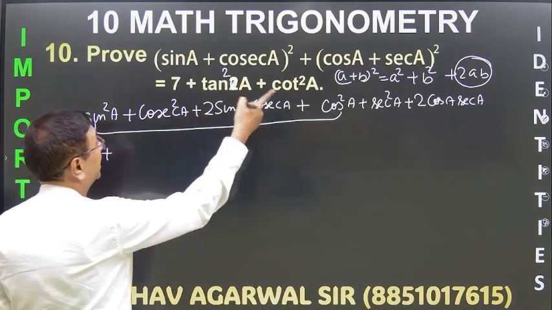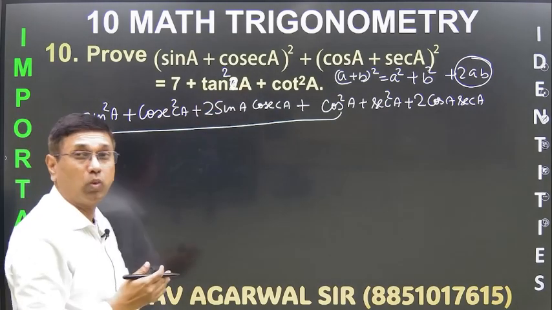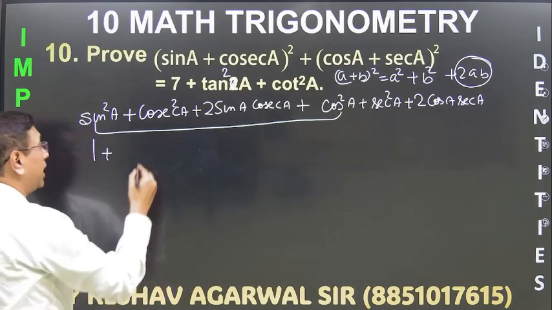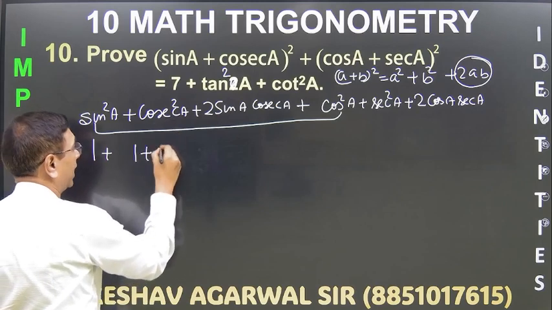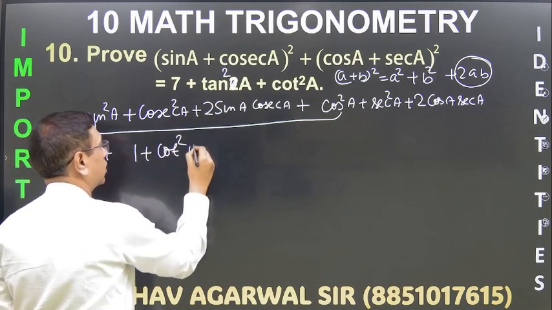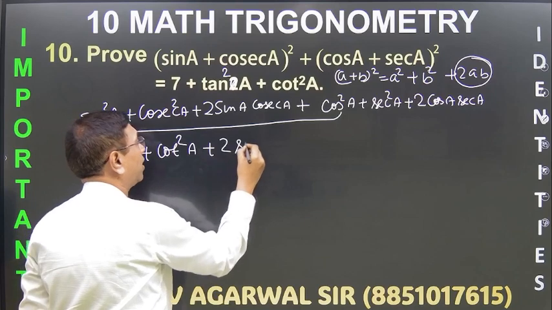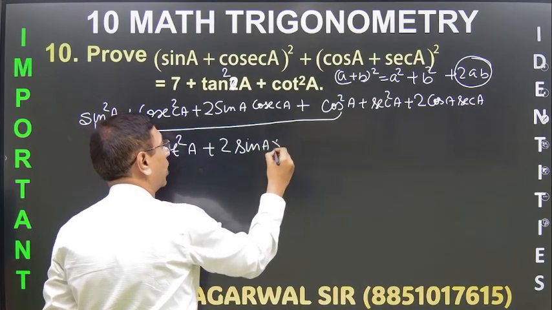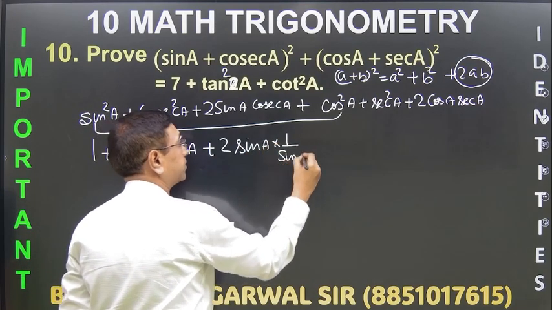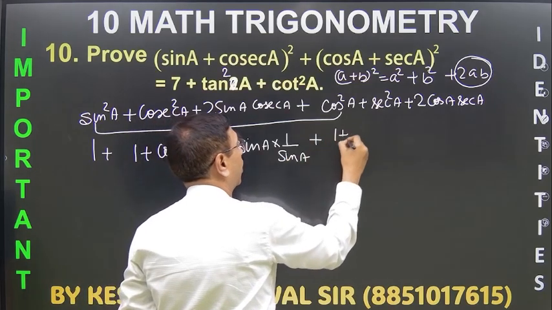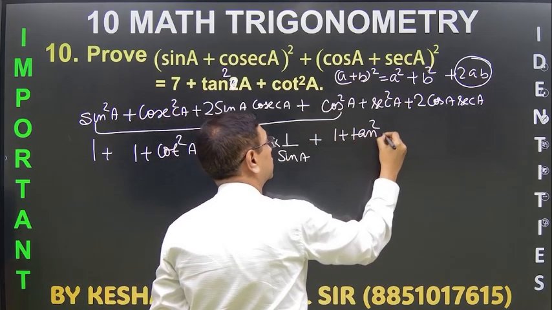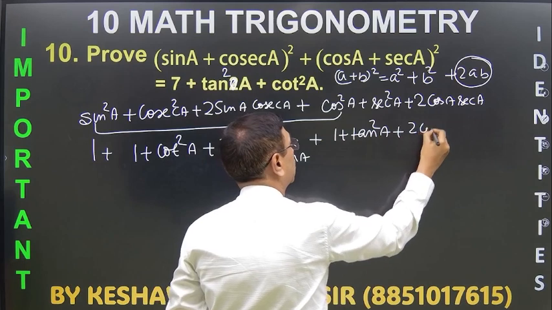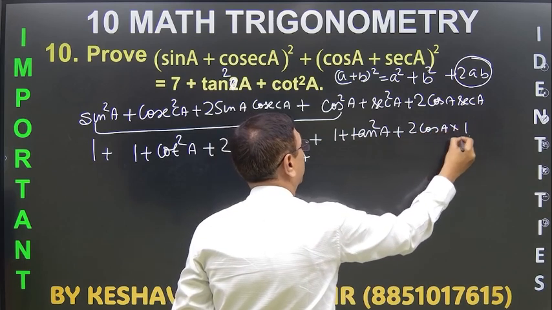Now आंसर में tan and cot है. So what is 1 plus cot square A? Cosec square A. So instead of cosec square A, 1 plus cot square A. Now what you will write instead of cosec A? 1 by sin A plus 1 plus tan square A plus 2 cos A into 1 by cos A.